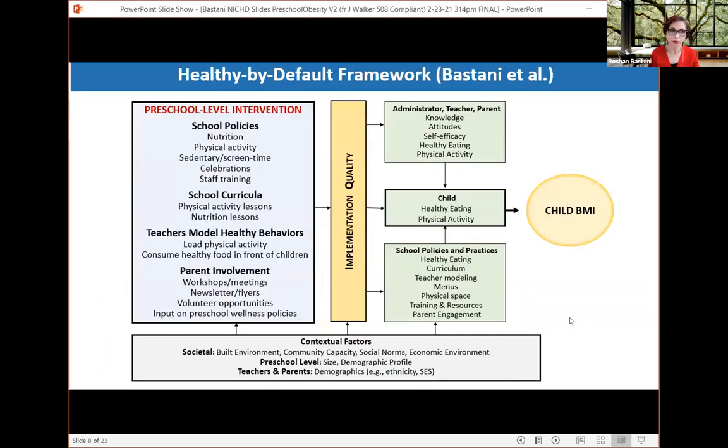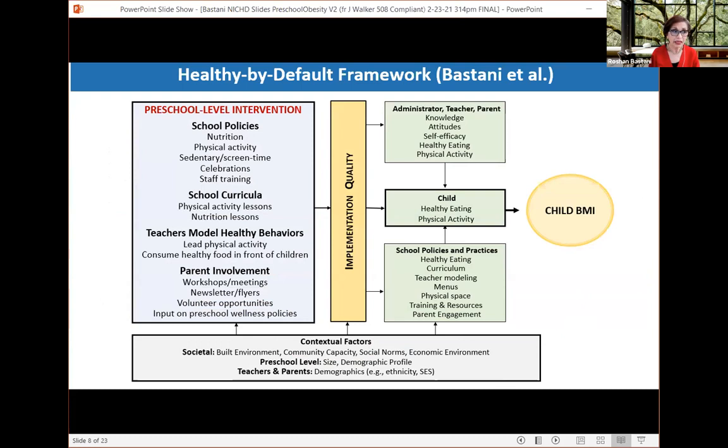This is the conceptual model that we use, our Healthy by Default framework, which essentially says that you are much more likely to get people to adopt healthy habits if the healthy option is the default option. You don't have to make a choice, it's just there. So for example, if your building does not have an elevator, you just have to climb the stairs. That's the default option. And that is much easier than giving people the choice, do I take the stairs today or do I take the elevator?